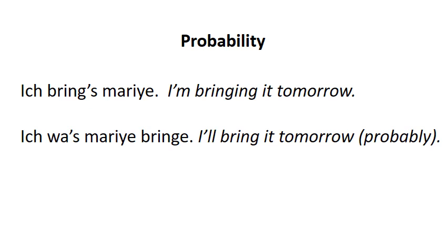So there is a difference in nuance in these two phrases. Ich bring's Maria, very simple, straightforward. It's going to happen. Ich was Maria. I'm going to bring it, or I will bring it tomorrow, but there's a slight sense of probability creeping in. And with the sense of probability comes also the idea that maybe it won't happen. It's probably going to happen. Now, translating the "probably" itself would be putting it too far, right? That's why I've put it in brackets. It's a nuance in the sentence.